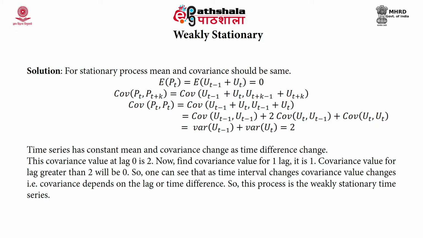Now if you find out the covariance of pt with lag 1, that is pt plus 1 or pt minus 1, then the answer will be 1. So covariance value for lag greater than 2 will be 0. So one can see that as time interval changes, covariance value changes, that is covariance depends on the lag or time difference. So this process is not considered a stationary one, but we can see from the properties of weakly stationary that it follows the properties of a weakly stationary time series. So this process is a weakly stationary time series.